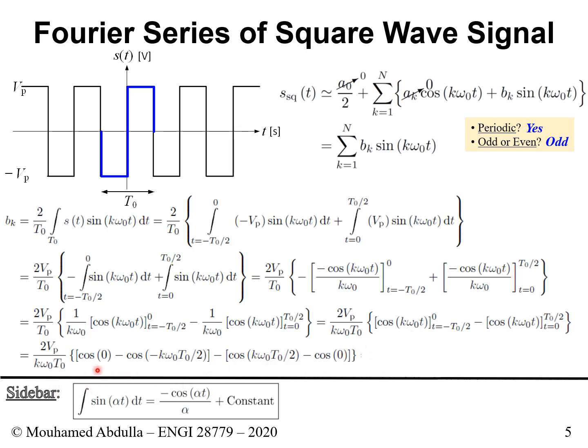So you enter 0, it becomes close to 0. You enter minus t naught over 2, you get this. And you do the same thing on the other side, you get this. Be careful with the brackets. Keep your brackets everywhere so you don't forget a minus anywhere in here.